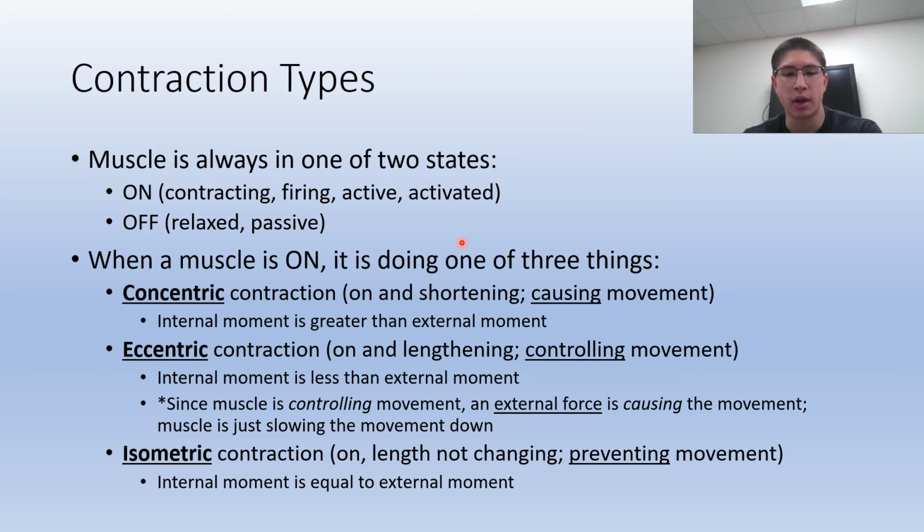Now, when a muscle's on, it's doing one of three things, and these are your three contraction types. You have concentric contractions, eccentric contractions, and isometric contractions. Again, I think most of you could tell me the definitions: with a concentric contraction, it's on and shortening. With an eccentric contraction, it's on and lengthening. And with an isometric contraction, it's on and the length's not changing.